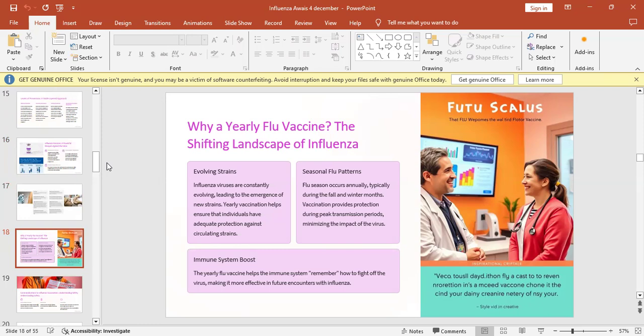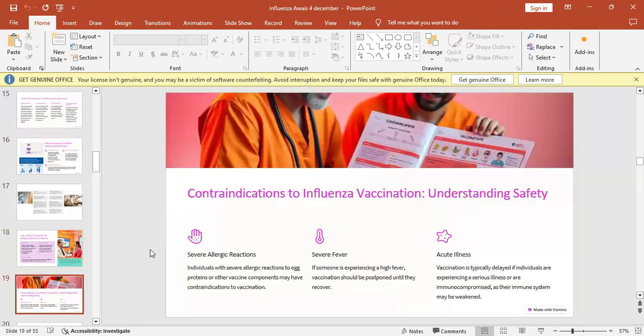The seasonal flu pattern. Flu season occurs annually, typically during the fall and winter months, most probably at the start of winter, like the start of December. Vaccination provides protection during peak transmission periods, minimizing the impact of the virus and boosting the immune system. The yearly flu vaccine helps the immune system remember how to fight off the virus, making it more effective in future encounters with influenza.